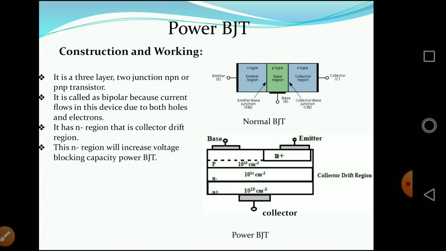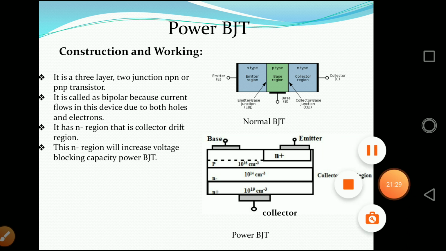But in power BJT, due to the presence of collector drift region, the width of the depletion layer will be more. So even if we increase the negative voltage, the depletion layer will not break down. So there is no flow of negative current, due to which the device remains protected here. So that is the advantage of the presence of the N minus region, that is the collector drift region.